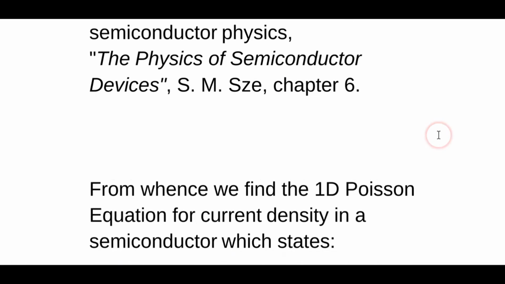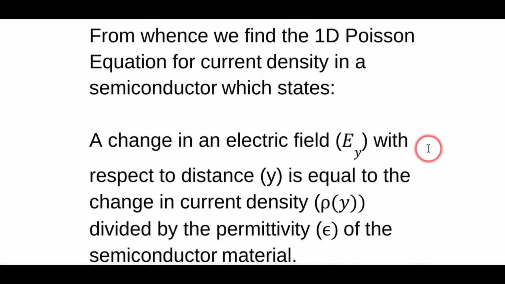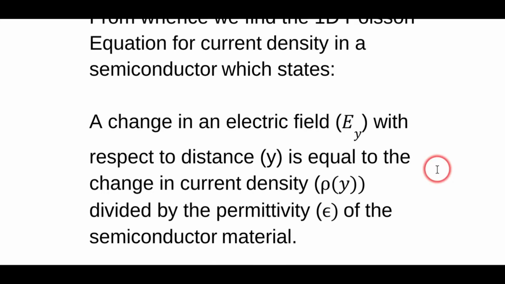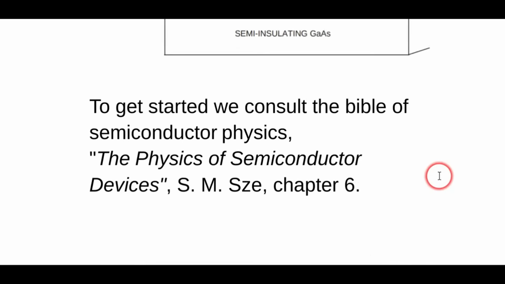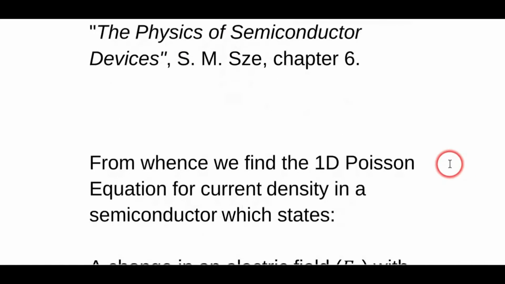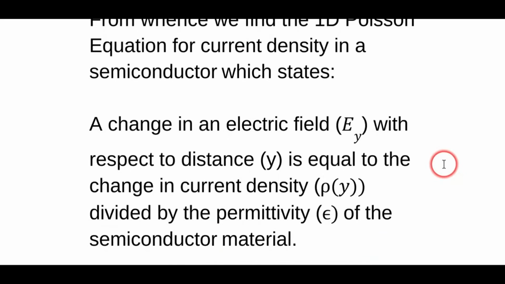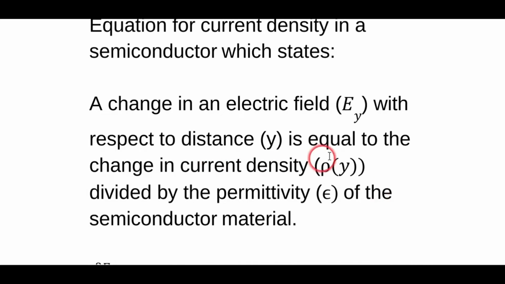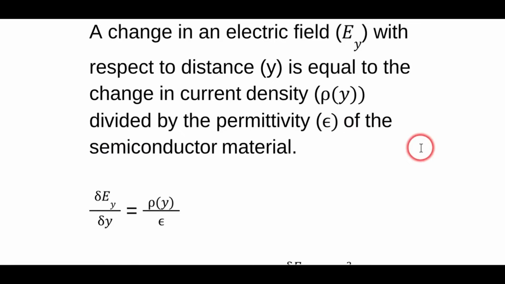So from that book, we got the one-dimensional Poisson equation for current density in semiconductors, which states a change in electric field with respect to distance y. Now, in the drawing I stole off the internet, they're using this distance as a. Our distance is y, because that's the way I did it, is equal to the charge density rho of y, divided by the permittivity epsilon of the semiconductor material. All right? So it looks like this.